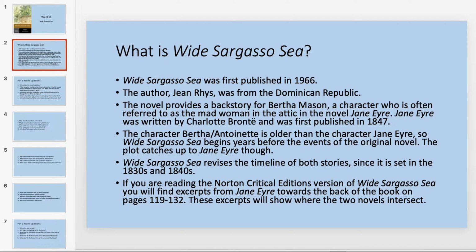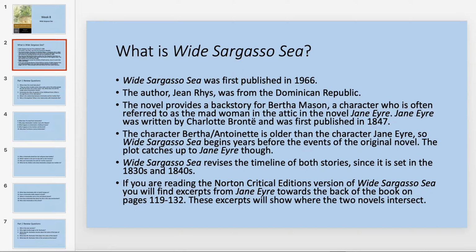Wide Sargasso Sea also revises the timeline of the events a little bit since it's set in the 1830s and 1840s. Because of the constraints of trying to tell this story and putting it in a different setting to start off with than where Jane Eyre starts off, that's why we have the author doing it this way. So a little bit of a changing of the timeline. It's not going to throw you off when you're reading. Again, if you're someone who hasn't read Jane Eyre, don't even worry about it. If you're someone who read Jane Eyre and you were wondering, when does this happen? It's going to be a little bit different than what you might have expected.